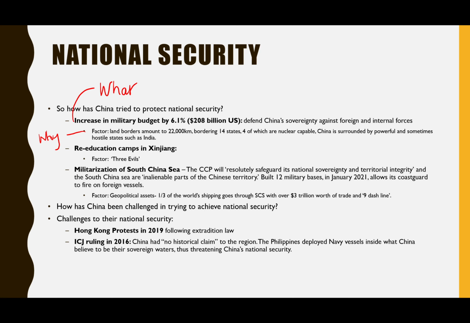I hope this helps you understand what national security is. In the next few videos, I will talk about what economic prosperity, regional relationships, and international standing are, as well as what China is doing to achieve them and why they are going about achieving them. And then also how effective they've been.